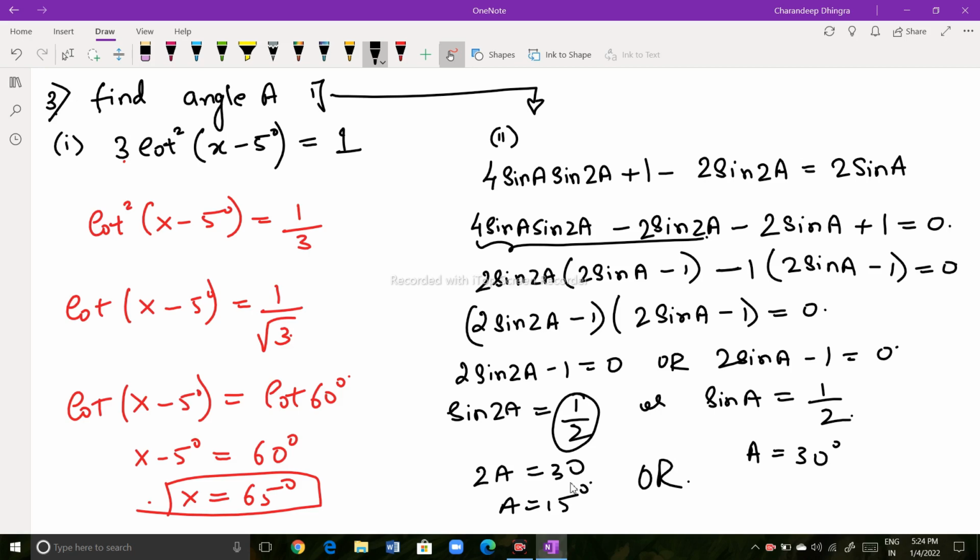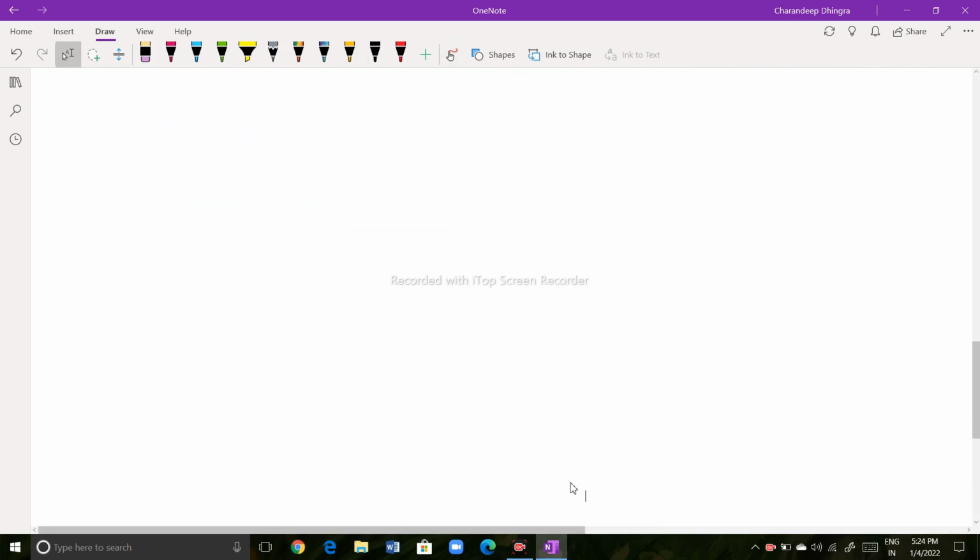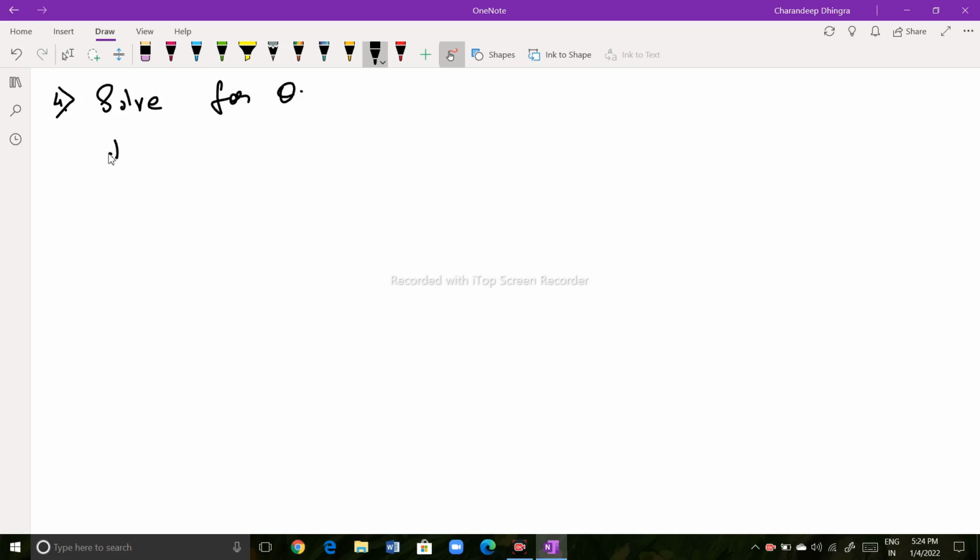Okay, let's try one more question, the fourth one. Let's say we have something like this. It says solve for theta, and the question is tan square theta plus 3 is equal to 3 sec theta. So we need to solve this one.